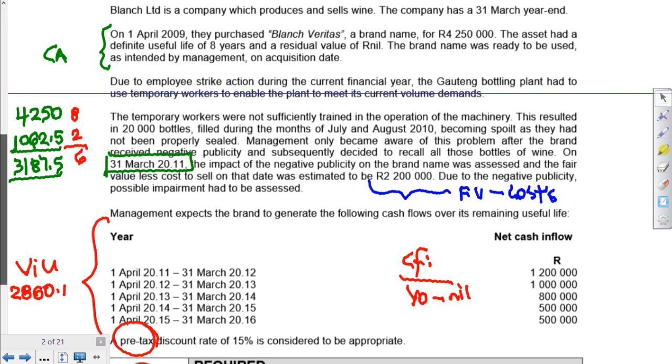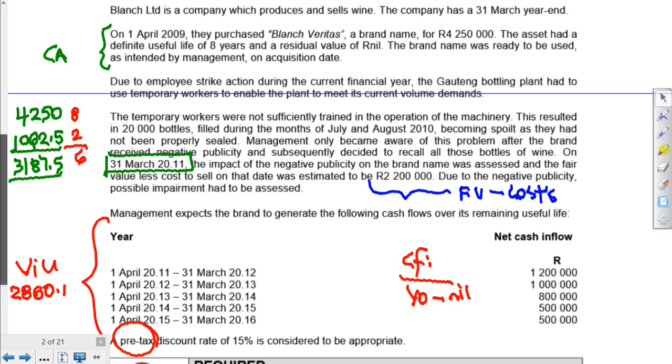Okay, so carrying amount was easy to work out. It was an 8-year life. There were 6 years remaining. 2 years had passed from April 9 to March 11. 9, 10, 11. So that's your carrying amount, 3187.5. That's the value of your asset.